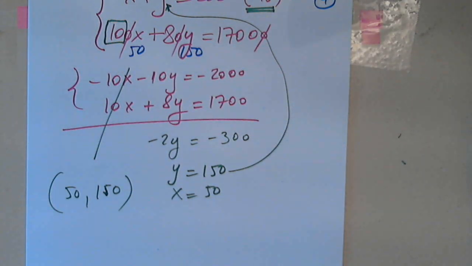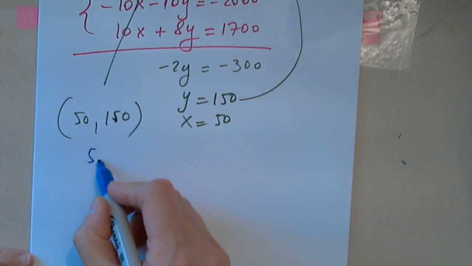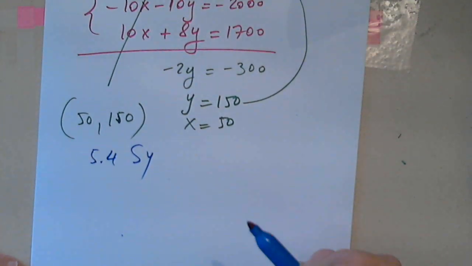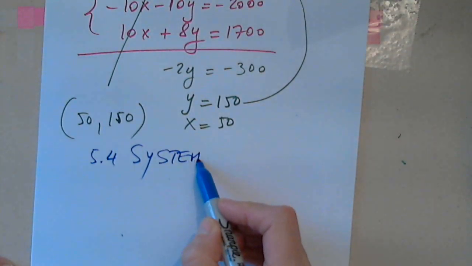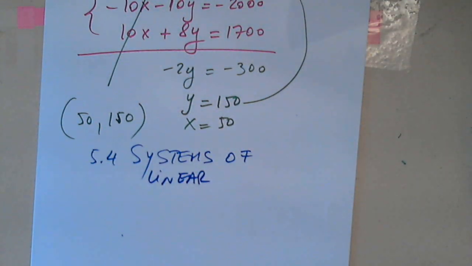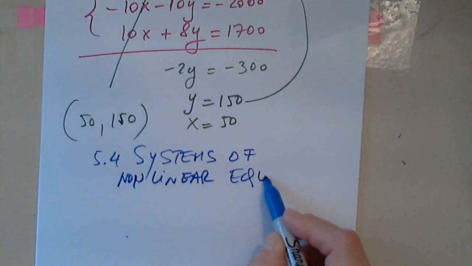Okay, so let's look now at 5.4. Systems. When we review for the test, we're going to go over other problems. Systems of linear. Oh, I'm sorry. Systems of nonlinear. That's what I meant. Nonlinear equations.